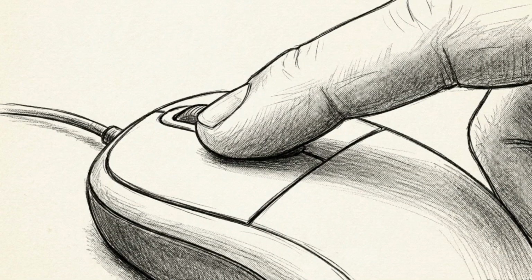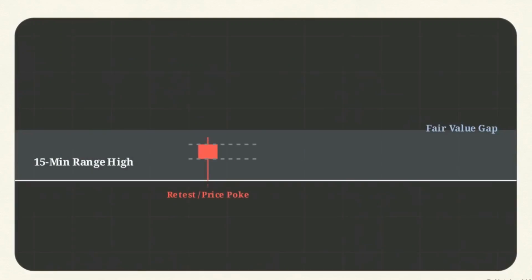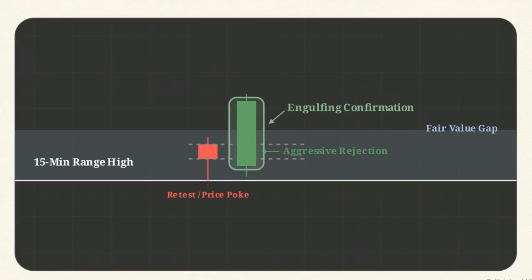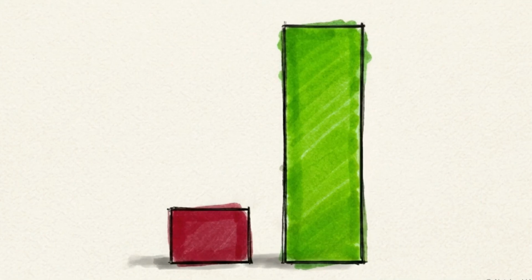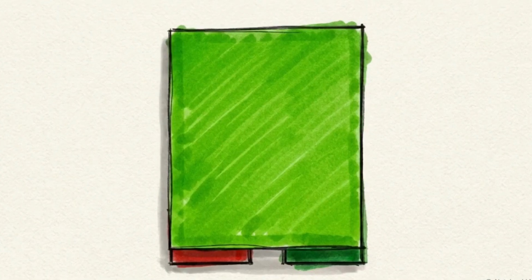Once the price is inside our zone, we look for the final trigger, the engulfing candlestick. The next 5-minute candle must aggressively reject the boundary line and close with a body that completely engulfs the previous retest candle. Entry is strictly forbidden until this candle closes. A mere touch of the line is not a signal. The close provides the confirmation that the buyers have regained control.